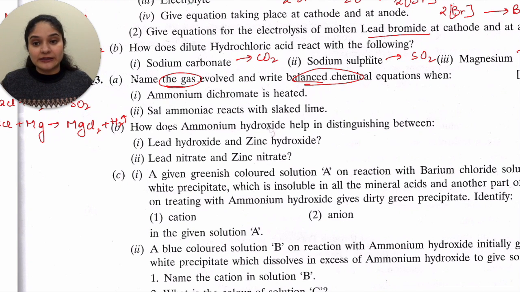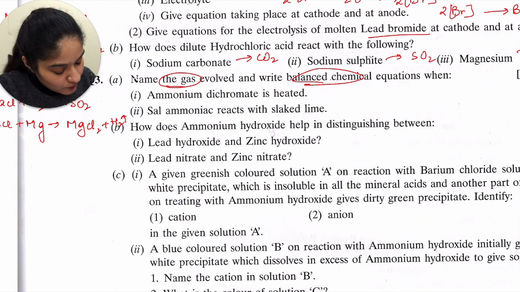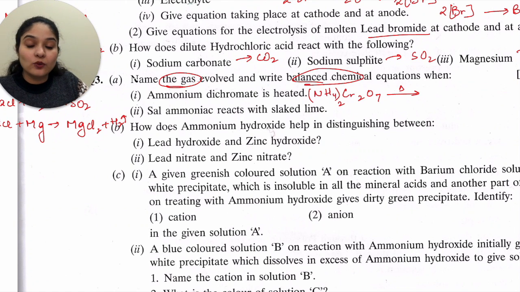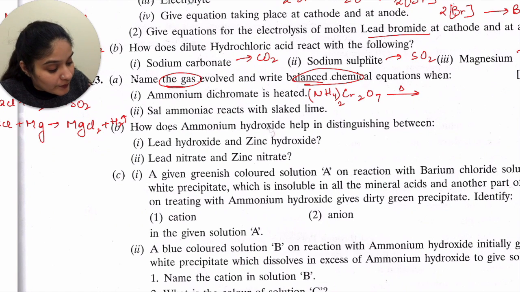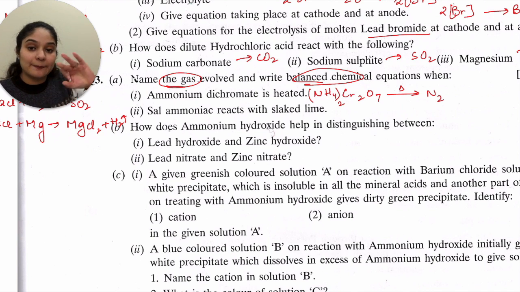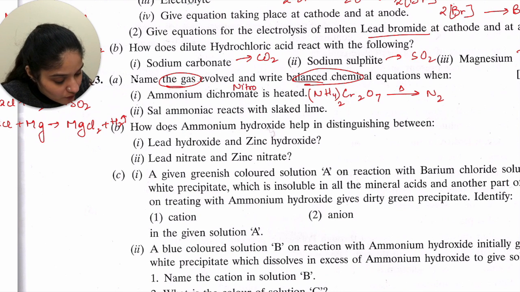Ammonium dichromate is heated. So when you have ammonium dichromate, let's look at the formula for it first. So that would be (NH4)2Cr2O7. Now when you are heating this, what will you get? Now the kind of gas you will get would be nitrogen. So N2. Make sure you mention the name of the gas separately from the equation. So I'm just writing the equation here. So the answer in this gas would be nitrogen for this and ammonia for this.